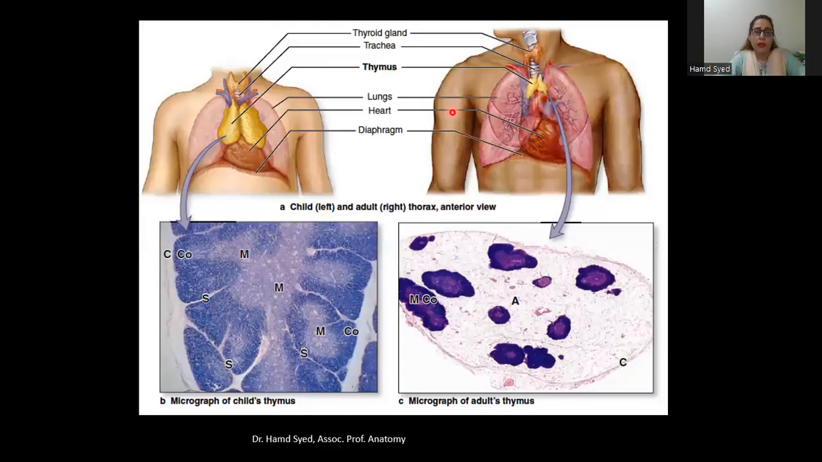Okay, so in this diagram, we have a comparison of the thymus of a child with the thymus of an adult. On the left side, you can see the child's thymus is well developed with these cortical and medullary regions. Whereas if we look at the micrograph of an adult's thymus, it is mostly atrophied, being replaced by adipose tissue.